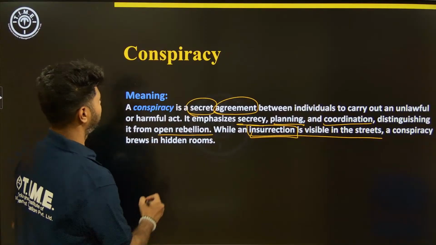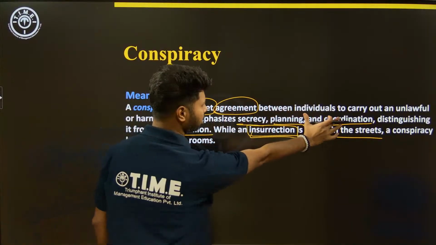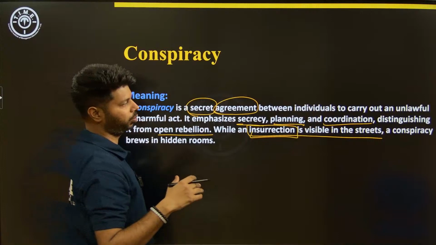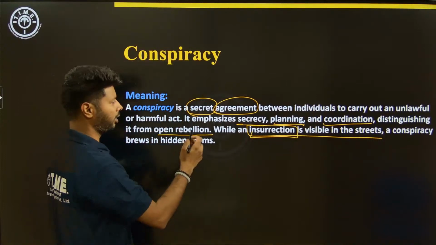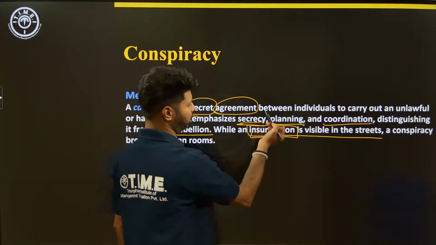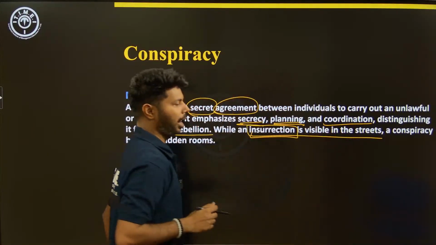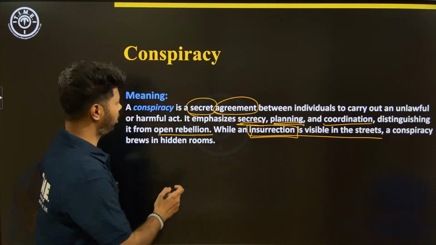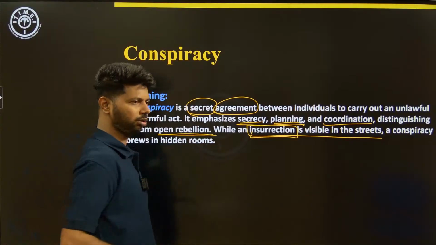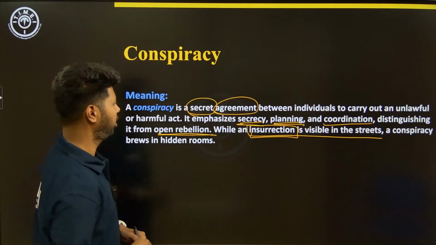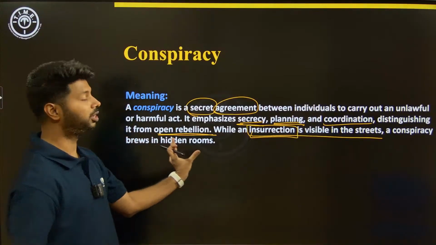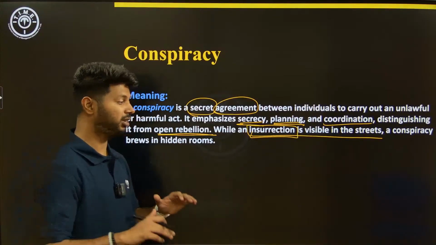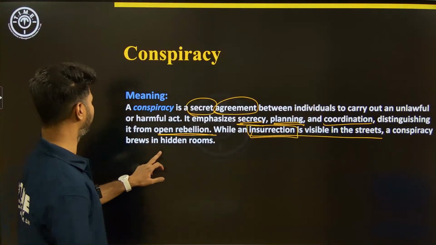All right. So, a secret agreement carried out by a bunch of individuals, which is an unlawful or harmful act. What are the features? Secrecy, planning, coordination, and that's what makes it different from an open rebellion, which is out in the streets. Insurrections are visible in the streets. Conspiracy is done in hidden rooms. Conspiracies have to be hidden. They can't really be out in the open.